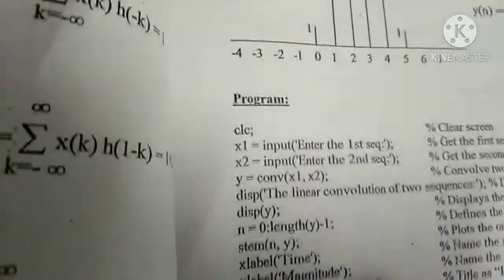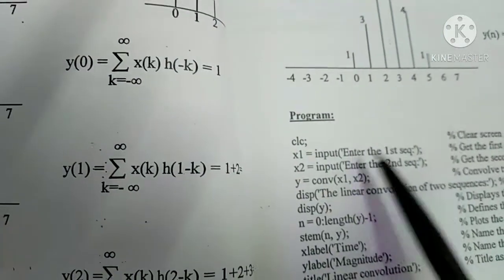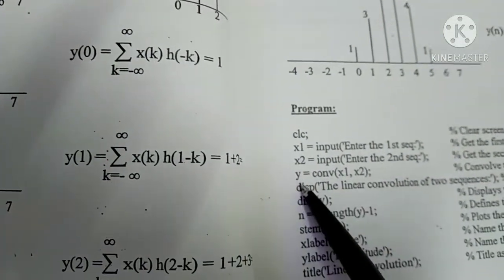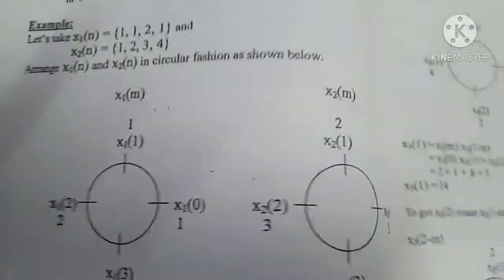So here we are just using a keyword called convolve. Two sequences we are taking, then we are convolving those sequences, and whatever value we are getting, we are displaying on the screen. That's all. Okay. We'll go for the next one, that is circular convolution. So this is the program for circular convolution.